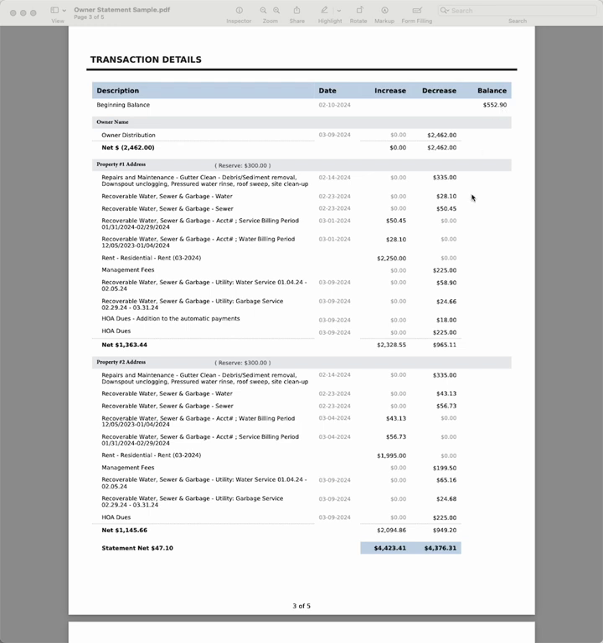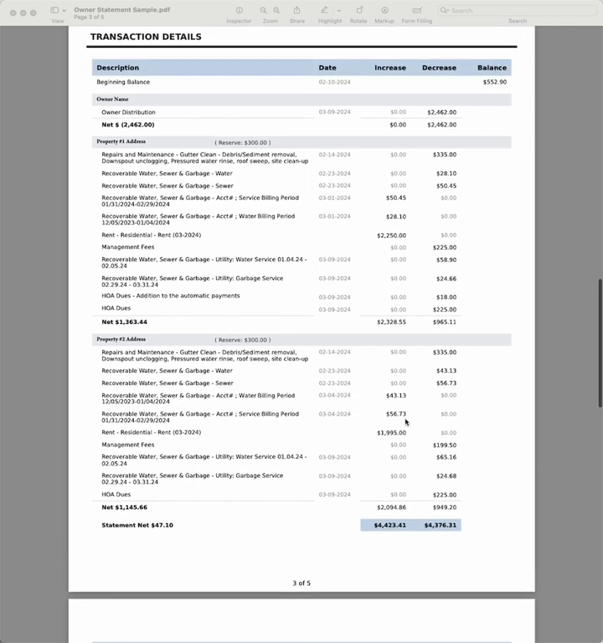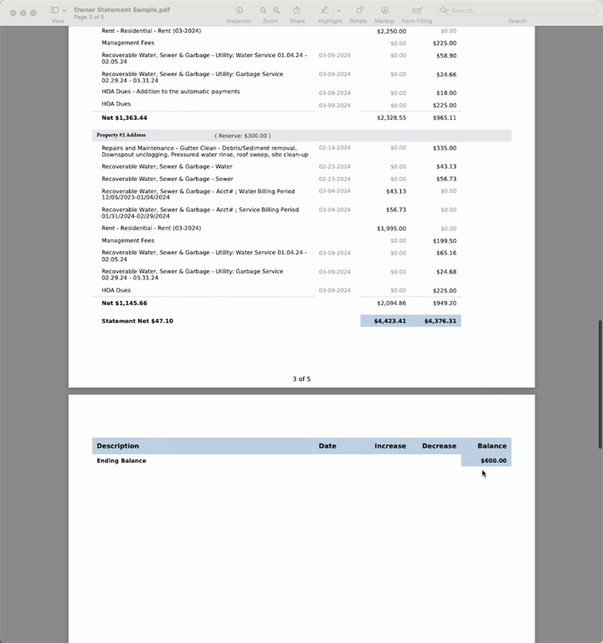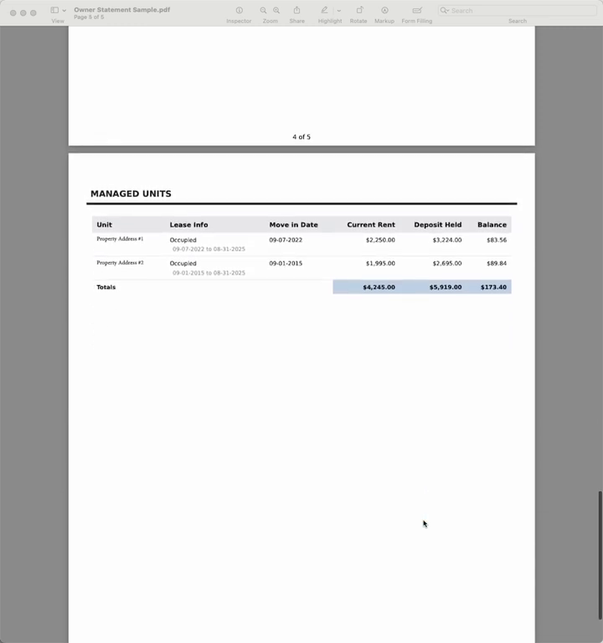That's a deduction. So we're trying to make sure that we're running a constant reserve amount of 600. You can see we're short here. So I actually need to take this 4710 and subtract it from my income minus my expenses minus that shortage, and that gives me my owner distribution amount, which leaves me an ending statement balance again of 600.